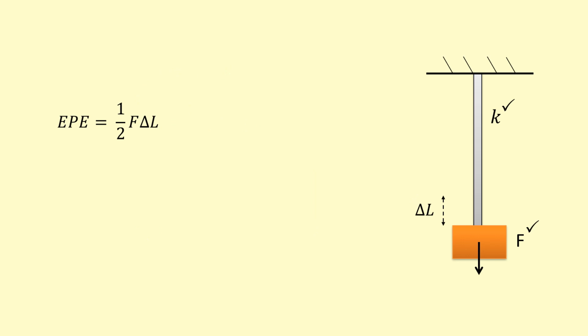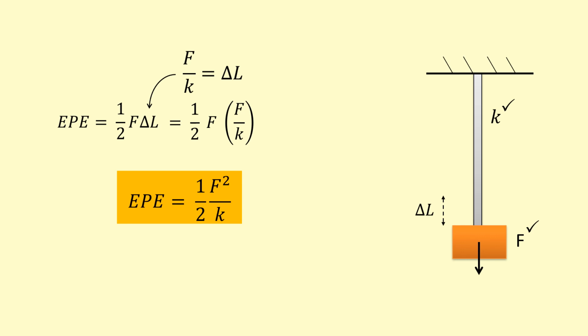Okay, what about if I have force and spring constant and not the extension? Well, in this case, I can get rid of extension by again using Hooke's law, but I'm going to make delta L the subject here, and I'm going to put that in, so F over k instead of delta L there. So if I expand this, I get another equation for elastic potential energy.